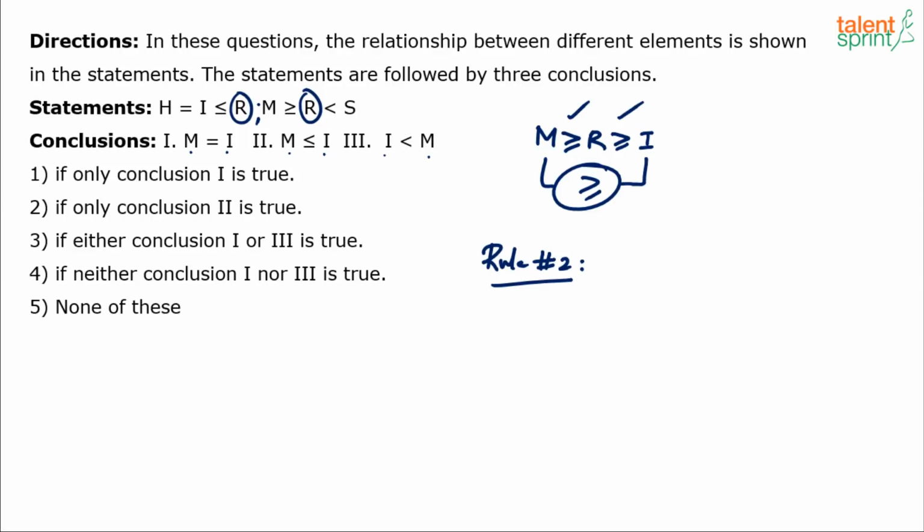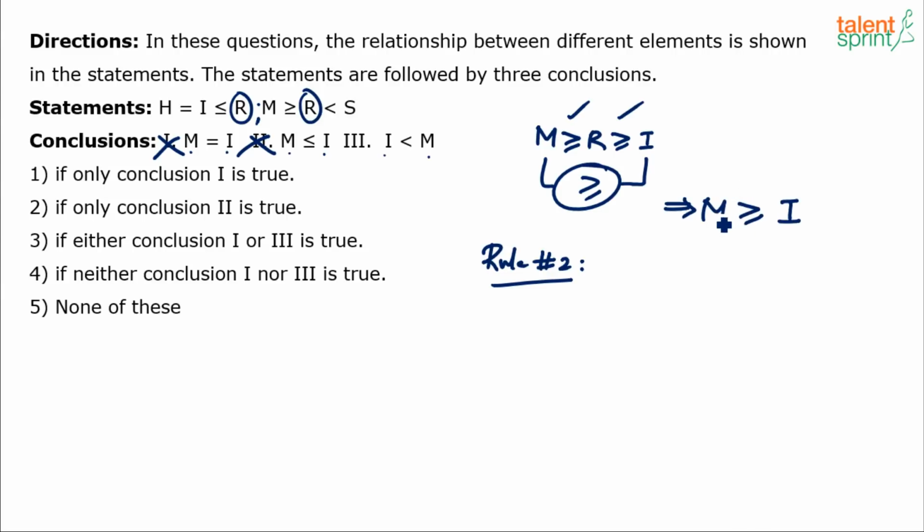Now, clearly, conclusion 2 is incorrect because conclusion 2 tells us that M is less than I. Conclusion 1, M equal to I, is wrong. Remember, the answer is M greater than or equal to I. Conclusion 1 is telling us that M is equal to I. How are you sure? We can't be sure, right? M may be equal to I, M can be equal to I, but it is not definite.